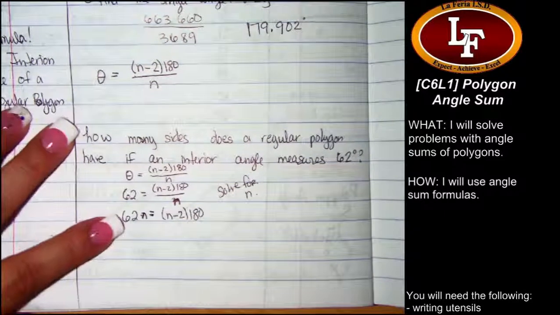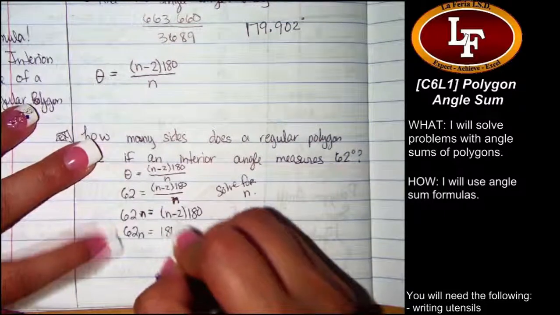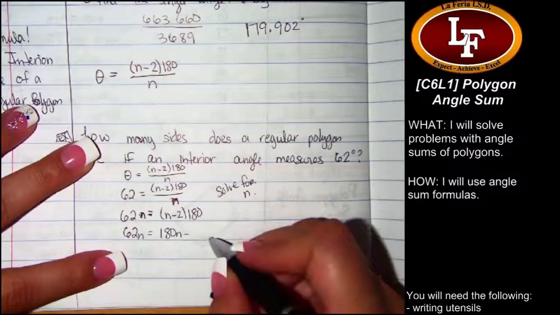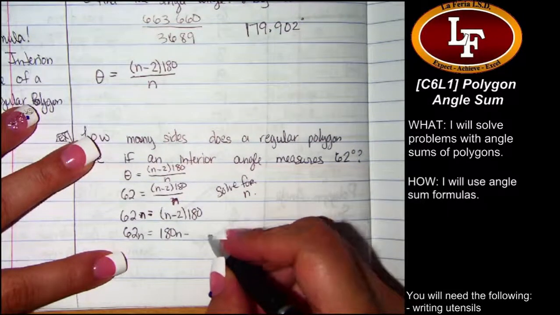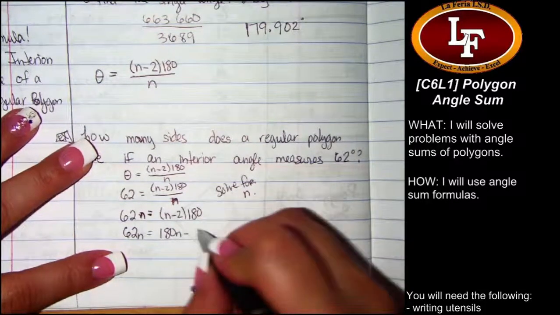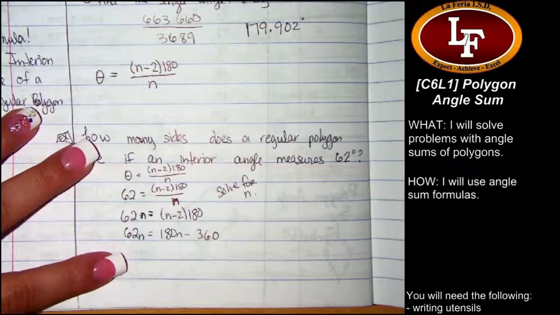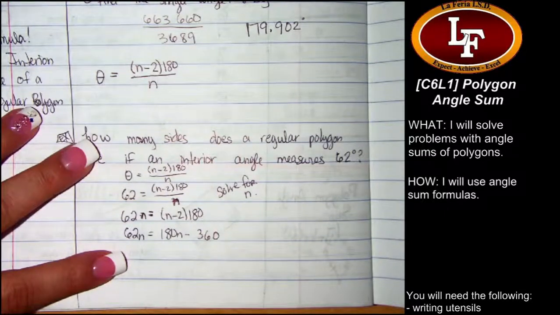Now we can do that distribution that you were talking about. 180n minus 360. 180 times 2 is 360. Double check in your calculator. Now what? Subtract 180n. He wants to subtract 180n. Totally legitimate thing to do.